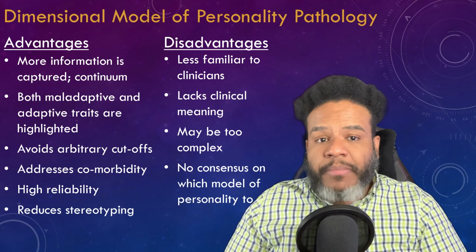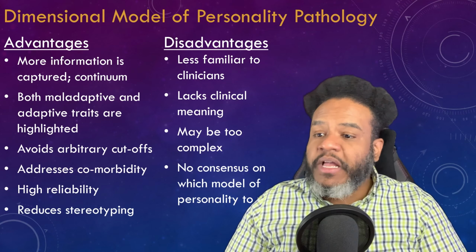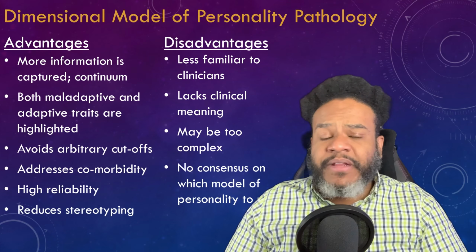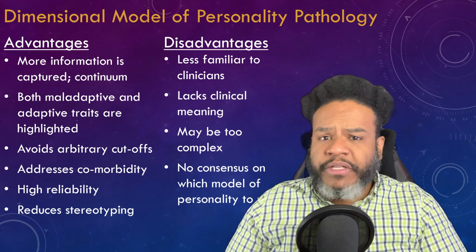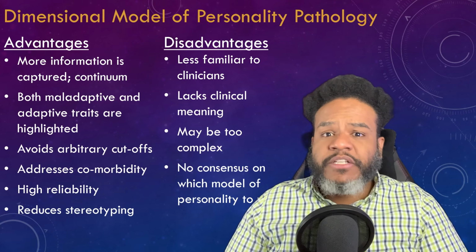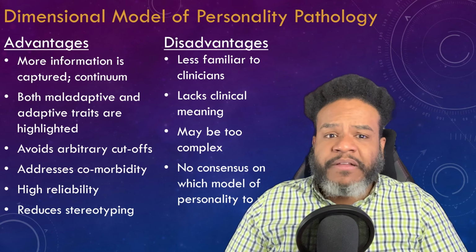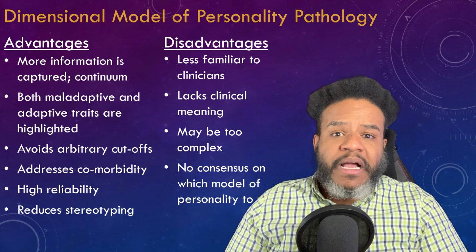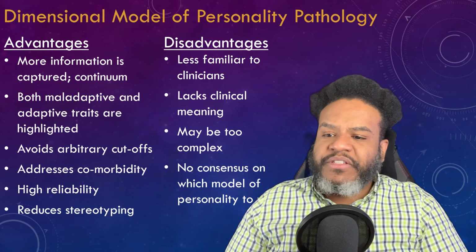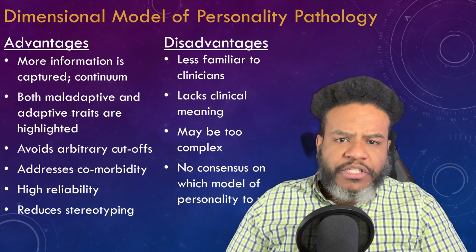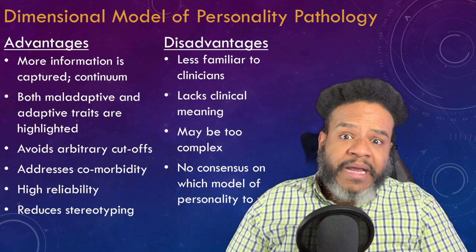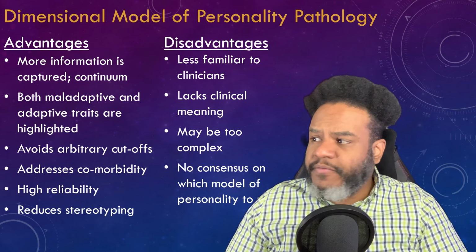Now, this could be a problem as well. The disadvantages are that this is too confusing. It's brand new, and you have to get trained on it. It doesn't really have any clinical meaning. What do these numbers mean if you can't interpret them appropriately? It could be too complex. Since you have a dimensional model, you have a seemingly infinite number of results you might arrive at, and there's no real consensus on what model to use. Some people like the five-factor inventory. Some people want to propose a six-factor model by adding schizotypy. It can be very confusing.